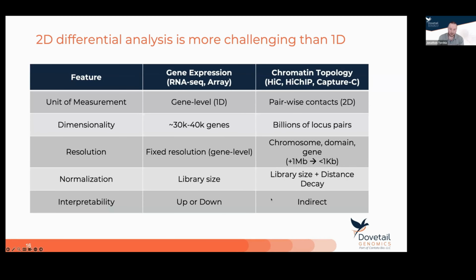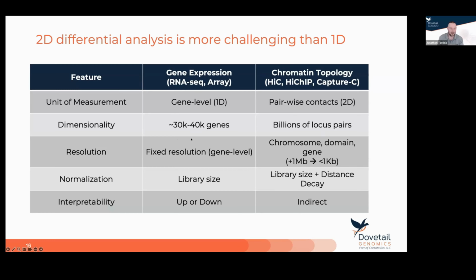Probably the biggest hurdle is really interpretability, right? With gene expression, it's either up or it's down, or it's off or it's on. Whereas with chromatin topology, it's not so simple. Something can be interacting, but it could be a repressive interaction or it could be an activating interaction. So interpretability is a real limiting factor for how we take differential analysis at the 2D level and make sense of it.